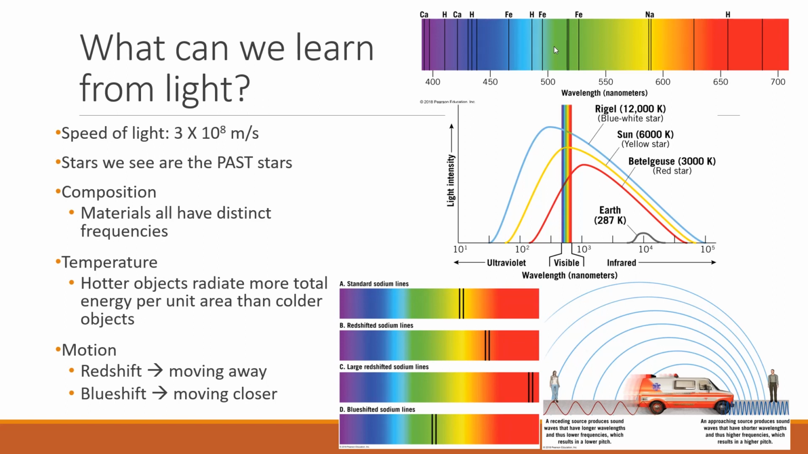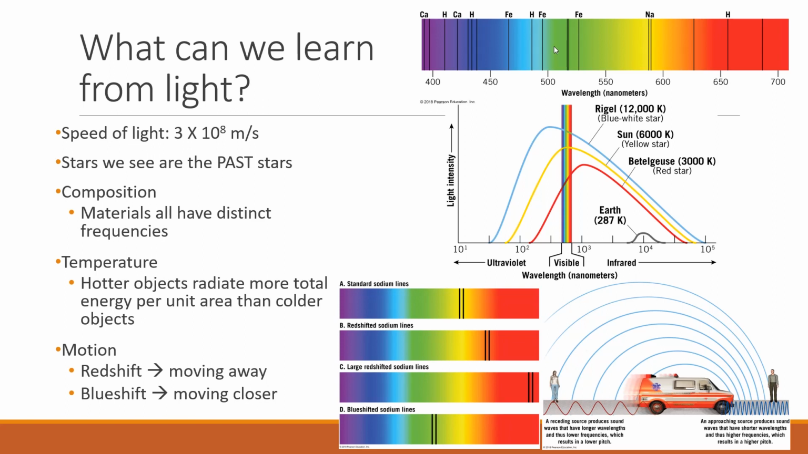If light gets slowed down for some reason, that tells us that it's moved through something. Also, the fact that it takes this time, what we're seeing is actually past stars. So when we look up at the night sky, we are seeing stars. Some of them are no longer alive. Some of them are dead stars. Very, very distant stars. It takes us a long time for light to reach us.